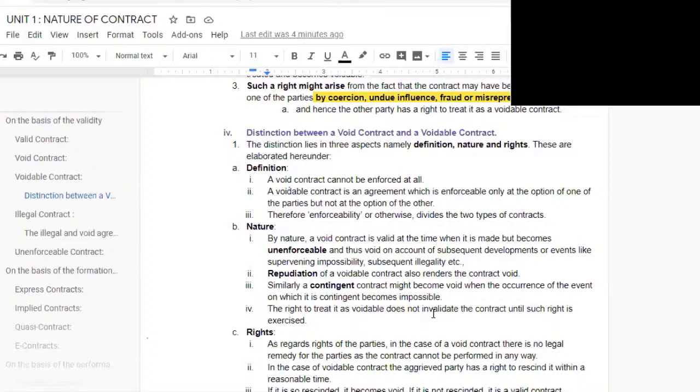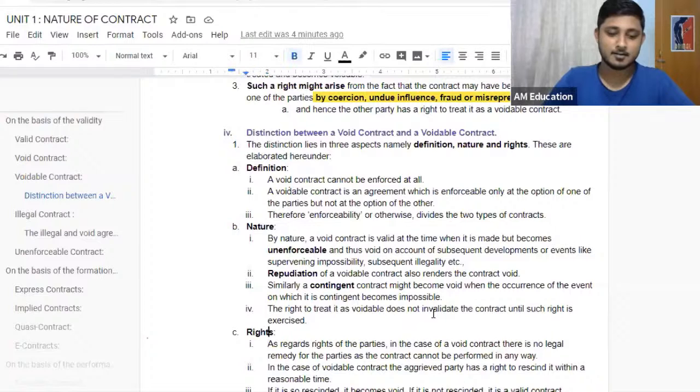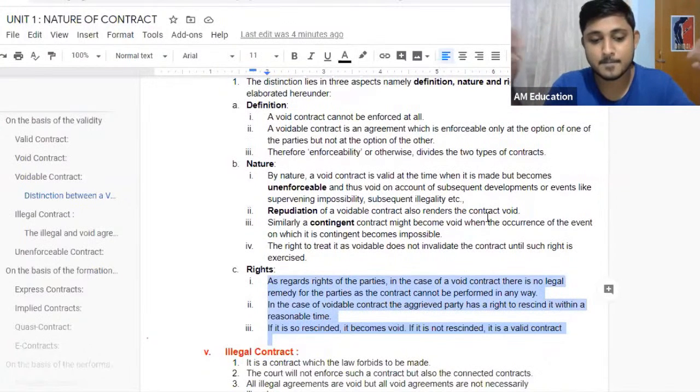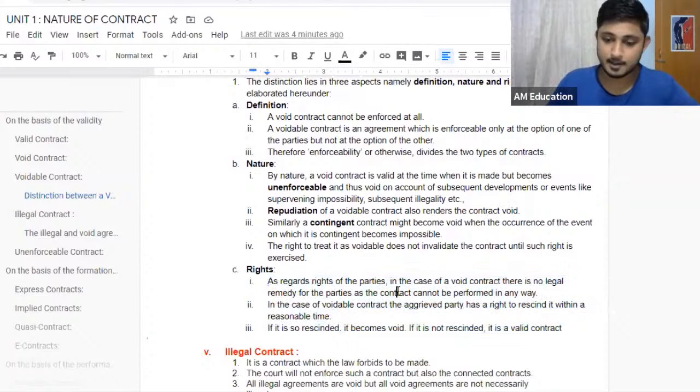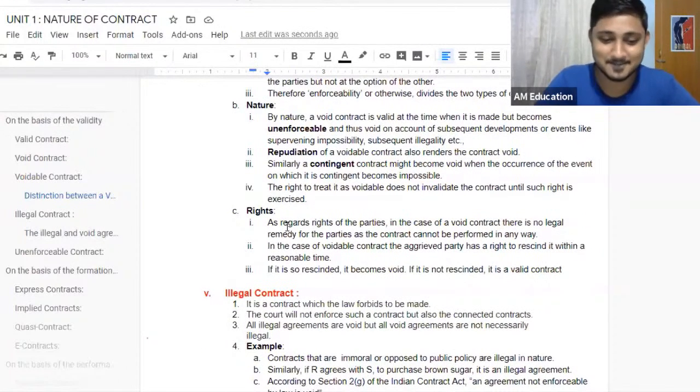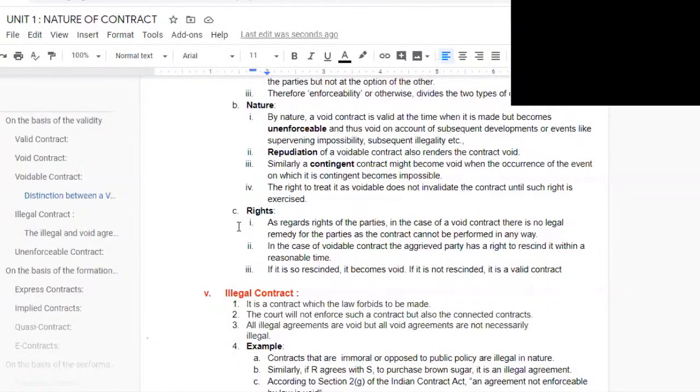Bhavani, can you read the rights of the parties to distinguish what are the rights of the parties of a void contract and what are the rights of the parties of a voidable contract? Yes, sir. As regards rights of the parties, in the case of a void contract, there is no legal remedy for the parties as the contract cannot be performed in any way.